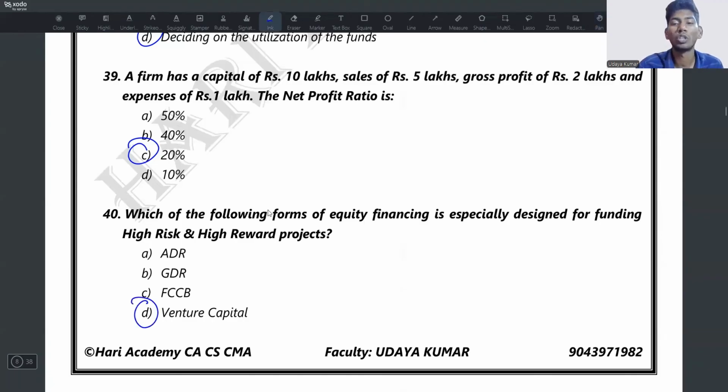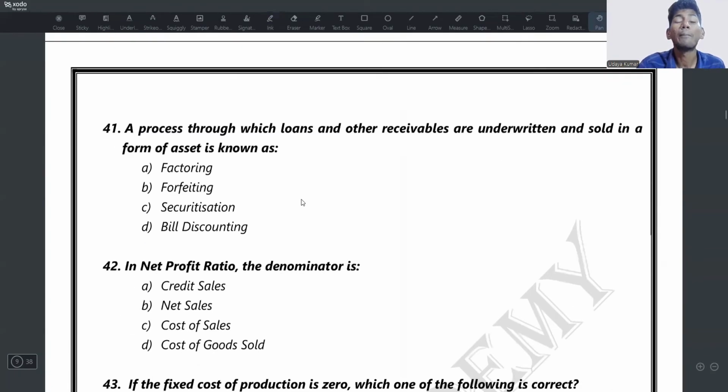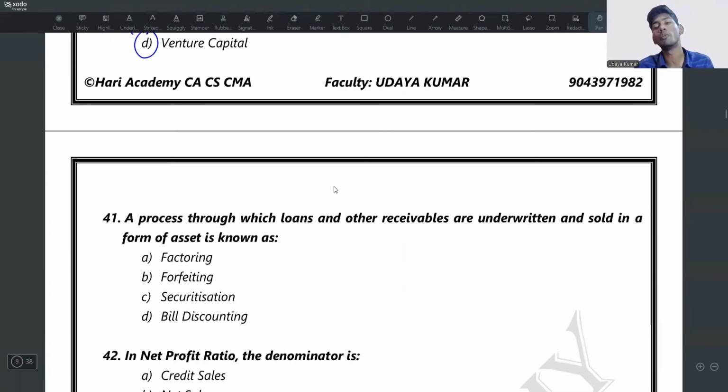Clear? So moving to question number 41. A process through which loans and other receivables are underwritten and sold in the form of an asset is known as what? Securitization, right? These are the theory questions which may come in your exams. So please concentrate on our video. The answer is securitization, because here you will be learning all the wordings, starting with factoring.